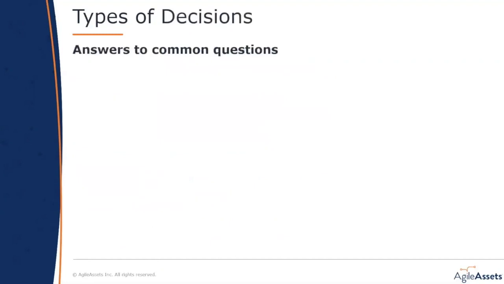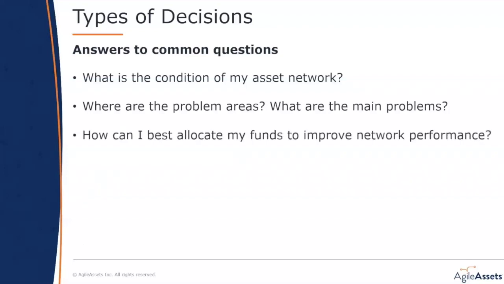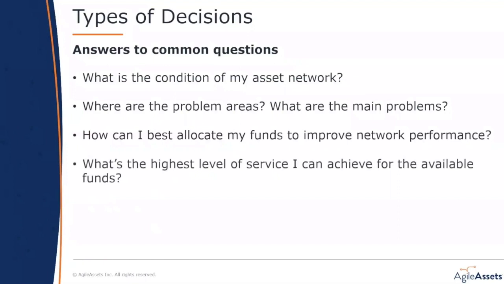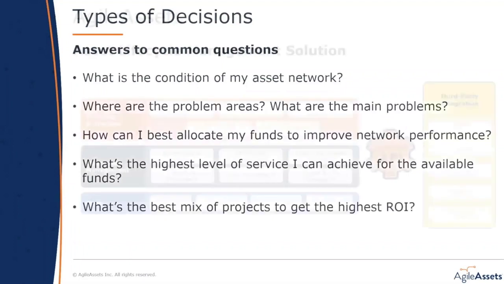So what are some of the common questions that reporting can help answer? First, what is the condition of my asset network? With that, what are the problem areas and what are the main problems? What are driving those problem areas? How can I best allocate my funds to improve network performance? What is the highest level of service I can achieve for the available funds that I have? And then what is the best mix of projects to get the highest return on investment for my agency?